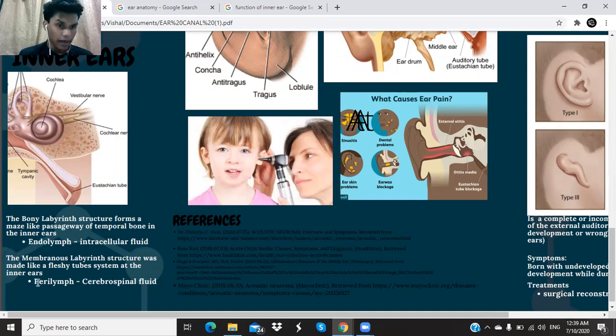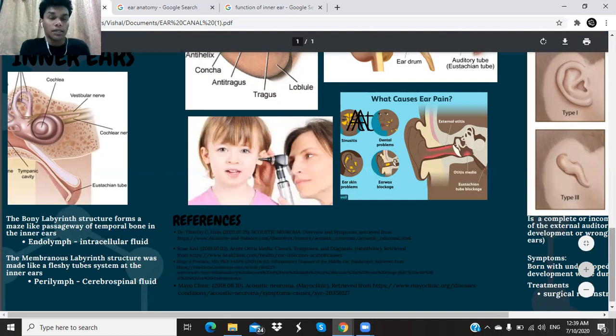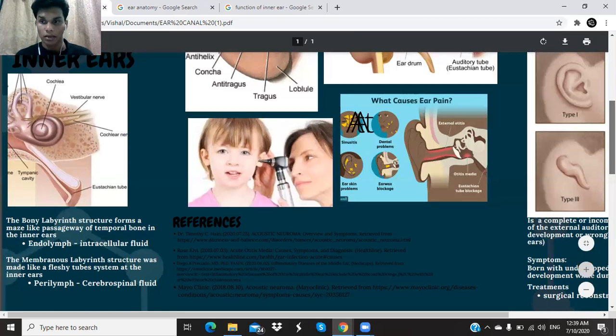There is perilymph fluid in between the bony labyrinth and membranous labyrinth structures, which is also known as cerebrospinal fluid. The main function of both structures is to receive the vibration from the bones and turn it into a signal that will be sent to the brain. So these are the three sections of the ear.